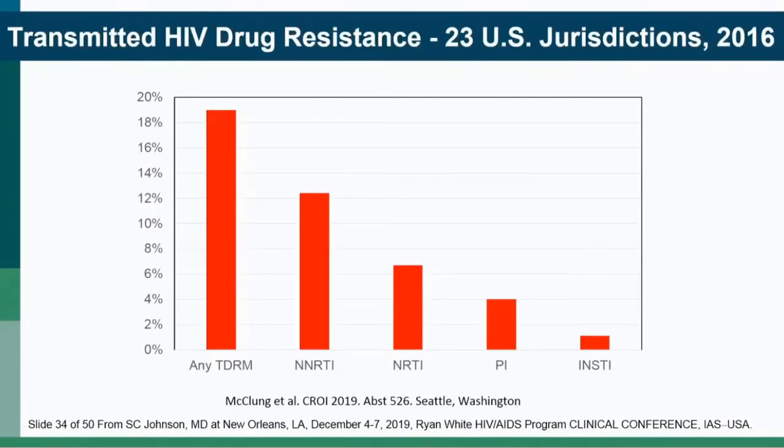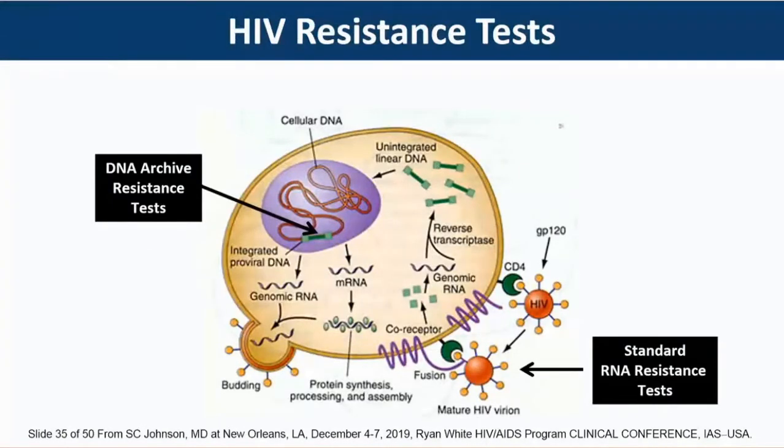And here's the latest information that I could find on transmitted drug resistance. This is from 2016 and was presented earlier this year at the Conference on Retrovirus Infections. You can see in terms of transmitted drug resistance, that is resistance that's present at baseline, 19% of individuals had some form of resistance, but most of it was NNRTI, followed by NRTI and protease inhibitor. And so integrase inhibitor resistance was very infrequent.